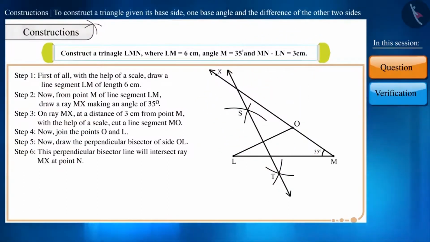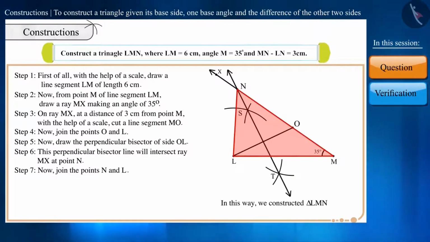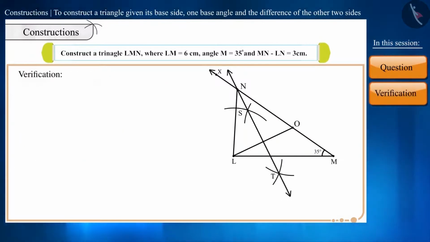Step 6. This perpendicular bisector line will intersect ray MX at point N. Step 7. Now join the points N and L. And in this way, we constructed the triangle LMN. Friends, we just need to identify the situation and follow the steps to construct the triangle. Now let's check our construction.